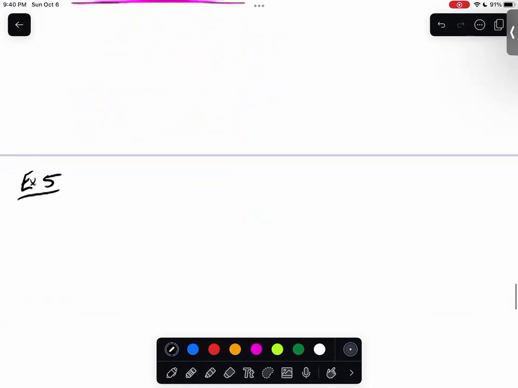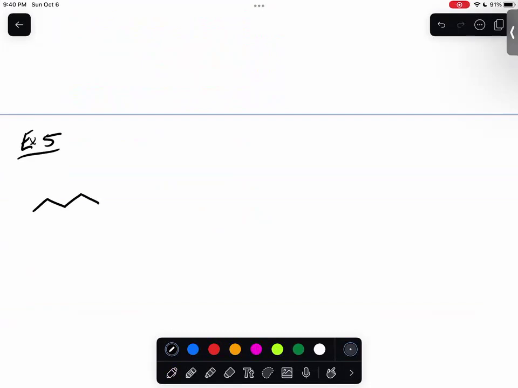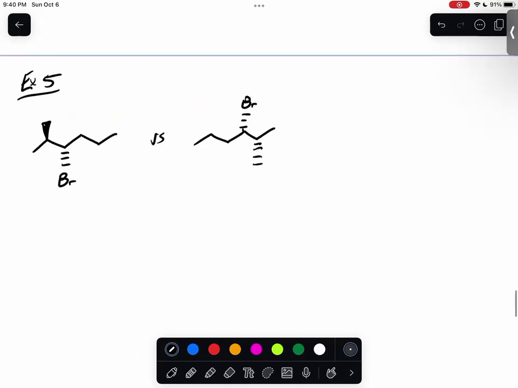Okay, for this one, we have this molecule here, and then we have another one on the side. Okay, so for this one, step one, molecular formula. Looking at it, we see there's one, two, three, four, five, six, seven carbons on the one on the left. There's one, two, three, four, five, six, seven carbons on the one on the right. Bromine on each. There's no double bonds different. So that tells us that they are the same molecular formula.